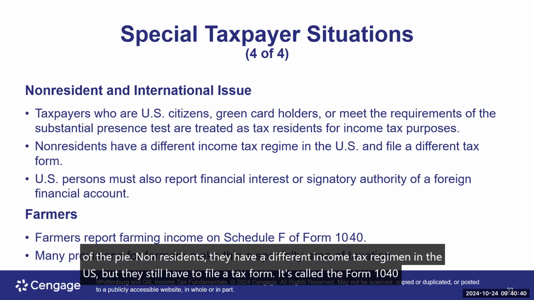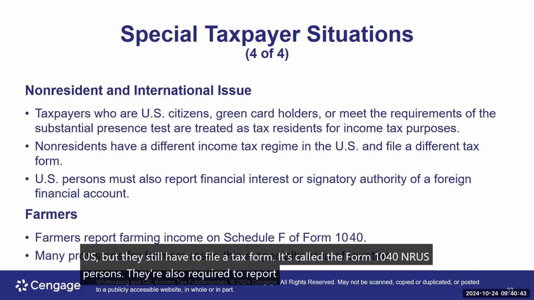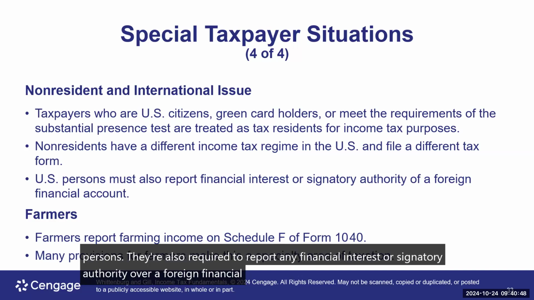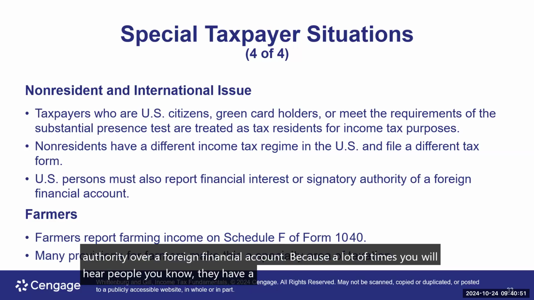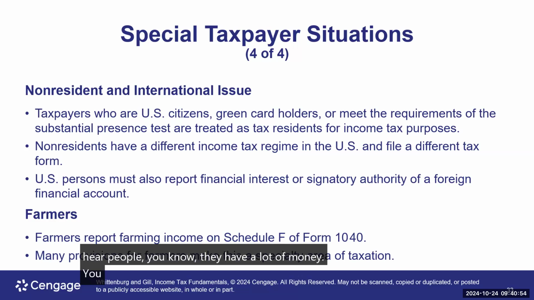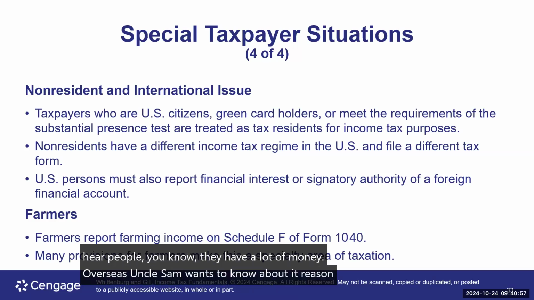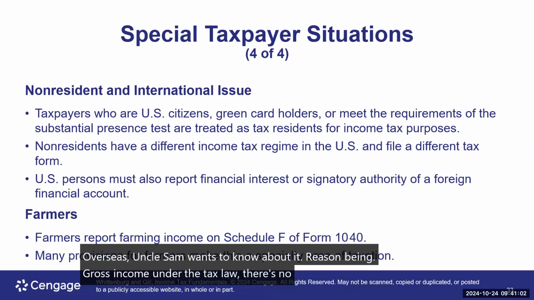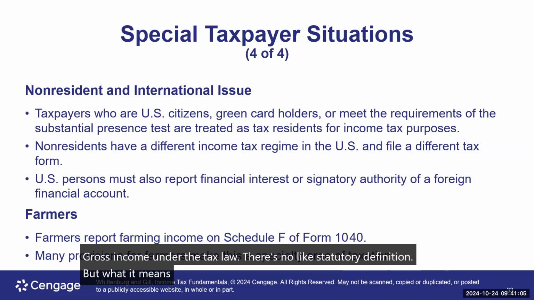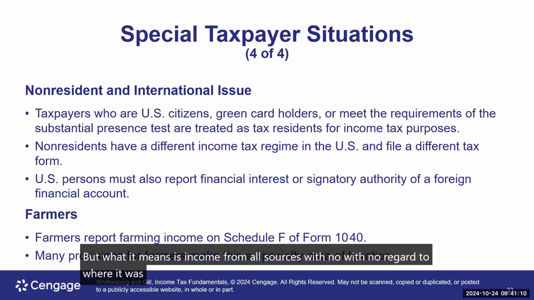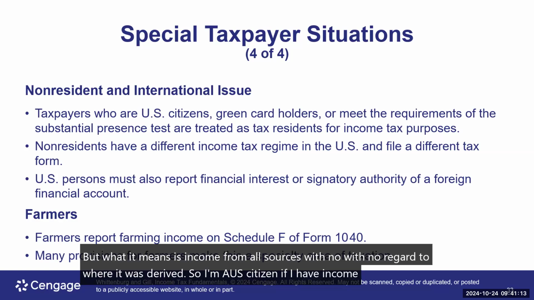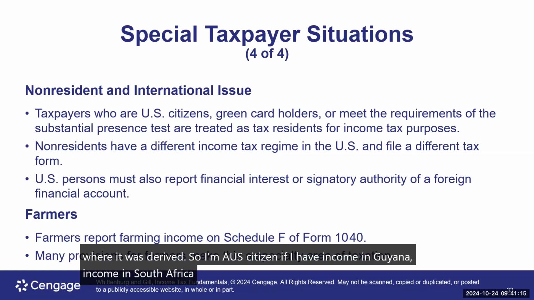U.S. persons, they're also required to report any financial interest or signatory authority over a foreign financial account, because a lot of times you will hear of people, they have a lot of money overseas. Uncle Sam wants to know about it. Reason being, gross income under the tax law, there's no statutory definition, but what it means is income from all sources, with no regard to where it was derived. So I'm a U.S. citizen. If I have income in Guyana, income in South Africa, income in Asia, all of that income needs to be reported on my tax return.